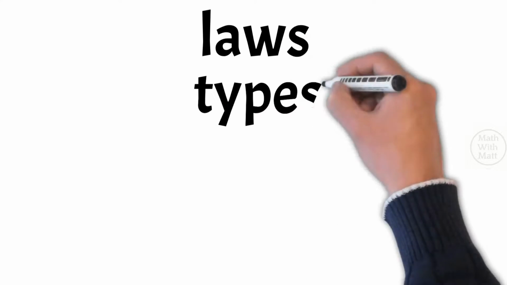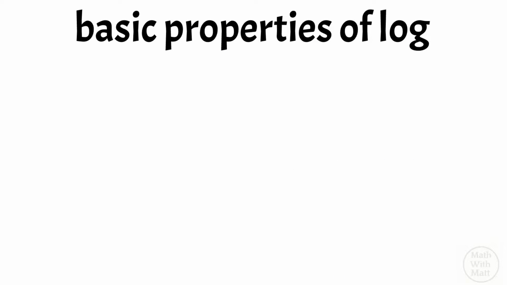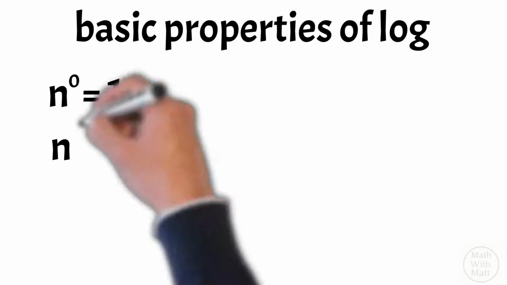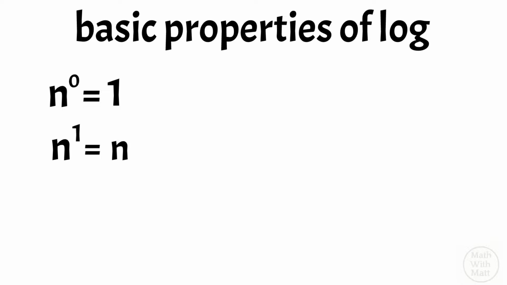Now it's time to be familiarized with the laws, types, rules, and basic properties of logarithm. For the first basic property, I am going to need you to remember those two laws of indices that I had pointed out earlier. Yes, the ones that state any number n to the power of 0 is always 1, and any number n to the power of 1 is the number itself. These two will help us form the basic properties of logs.